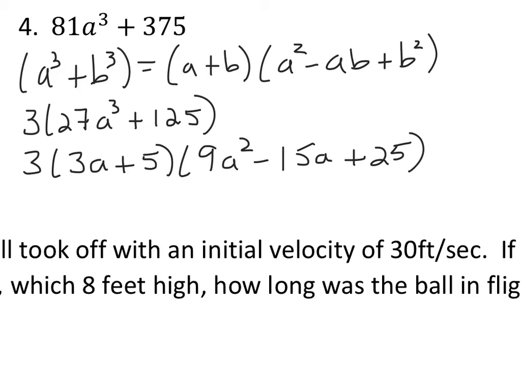And then we're going to square, multiply, square that. So 3a squared is 9a squared. Multiply together, we have 3a times 5 is 15a. That one's going to have a minus sign in front. And then we have 5 squared, which is 25. And that's it. That's your final answer.